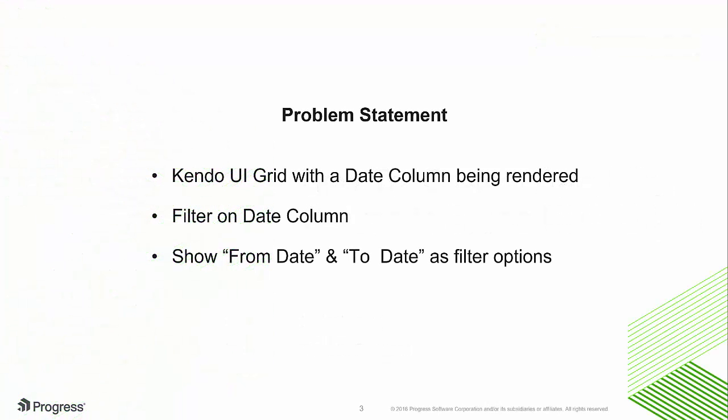Here's a problem statement that we are trying to solve today. A customer of ours came up with a requirement wherein they have a Kendo UI grid with a date column being rendered. They wanted a filter on a particular date column, but the filter options they wanted were from date and to date. The from date is nothing but any date which is greater than or equal to, and then to date is nothing but any date which is less than or equal to. So they wanted just these options being there on the filter UI. So we're going to see how to solve this problem.